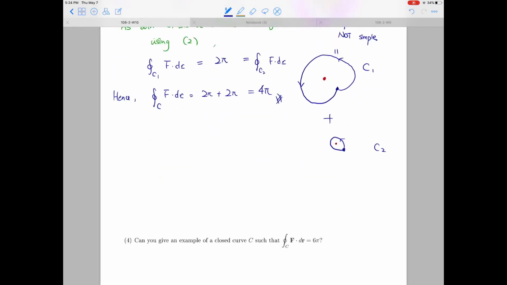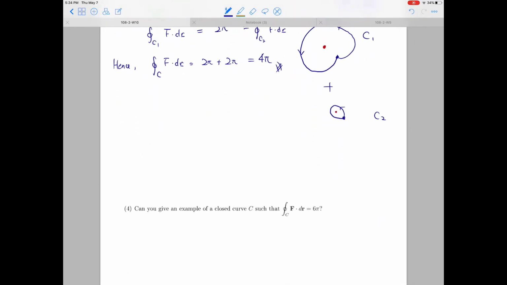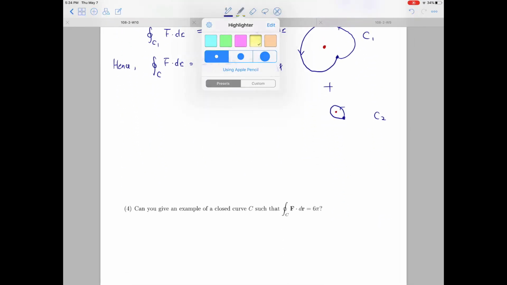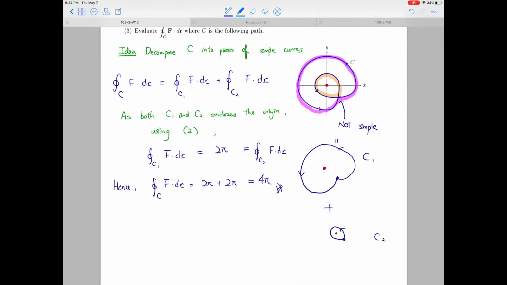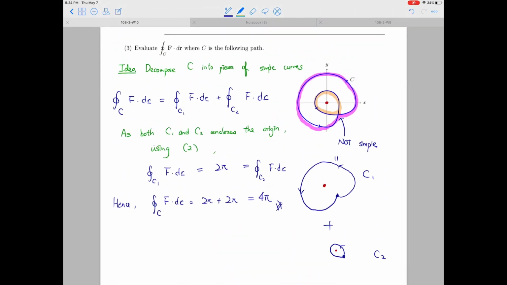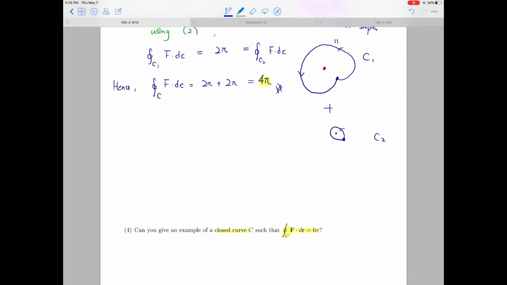So finally, I give you a question to think about. If you really understand this example, then it shouldn't be too hard. Can you give me an example of a closed curve C, not necessarily simple, such that the line integral is 6 pi? Here I gave you an example where the line integral equals 4 pi. Can you give me an example for which the line integral equals 6 pi? I let you think about it.